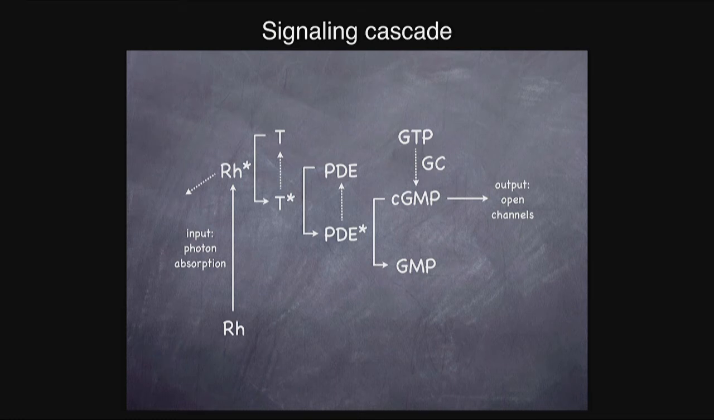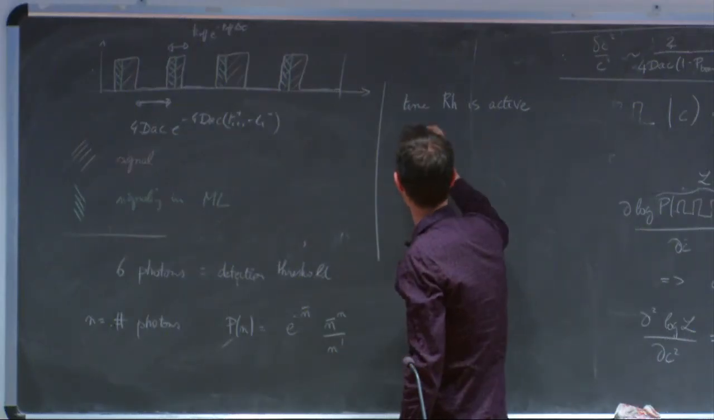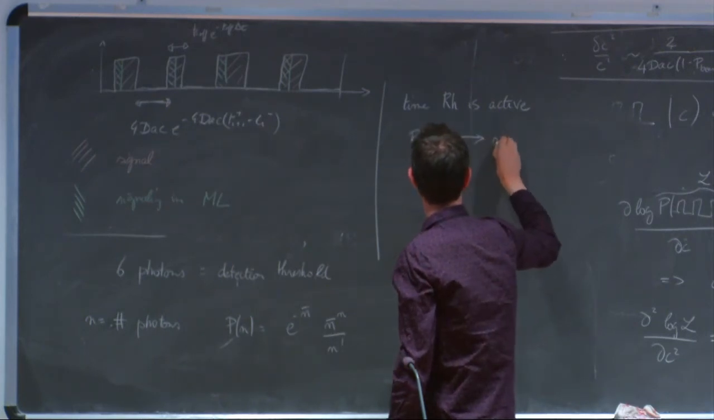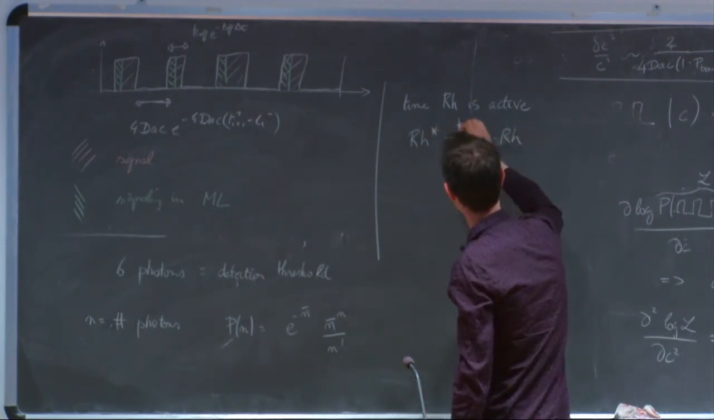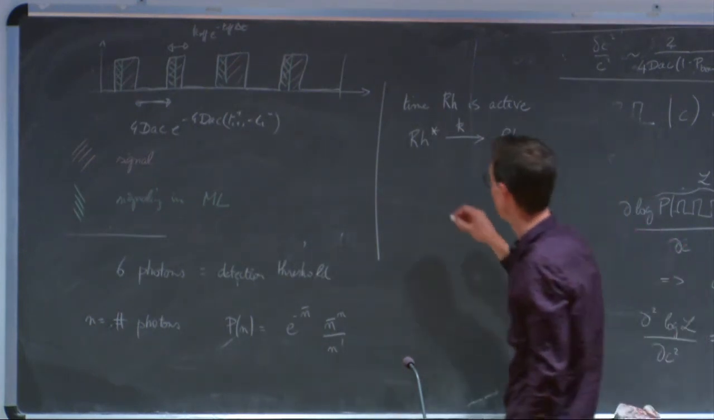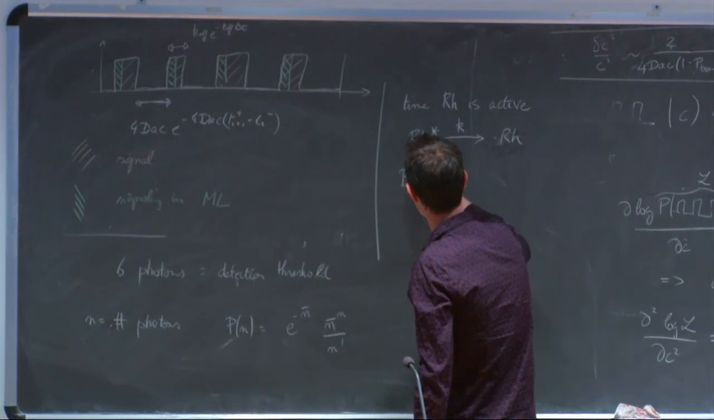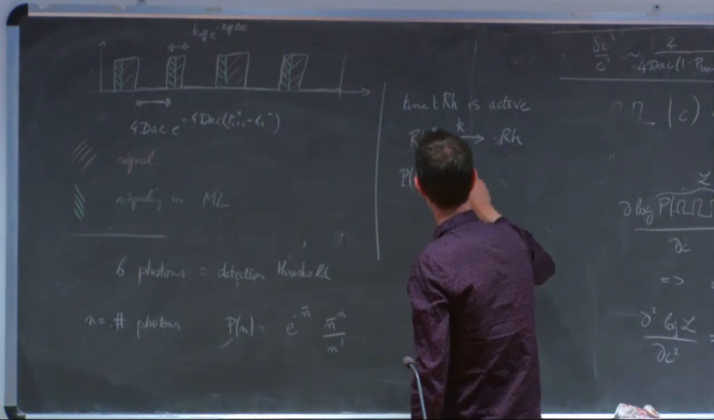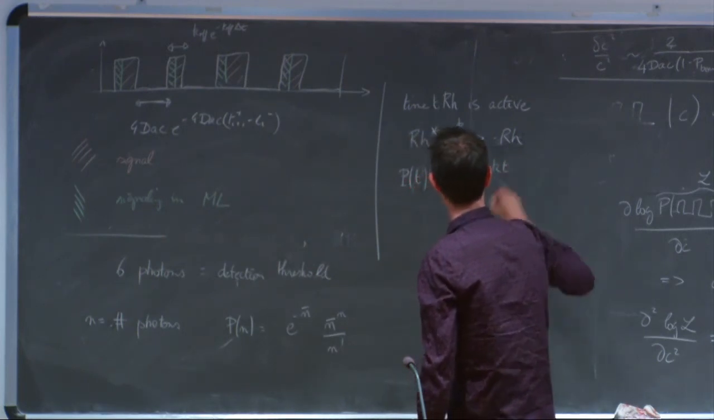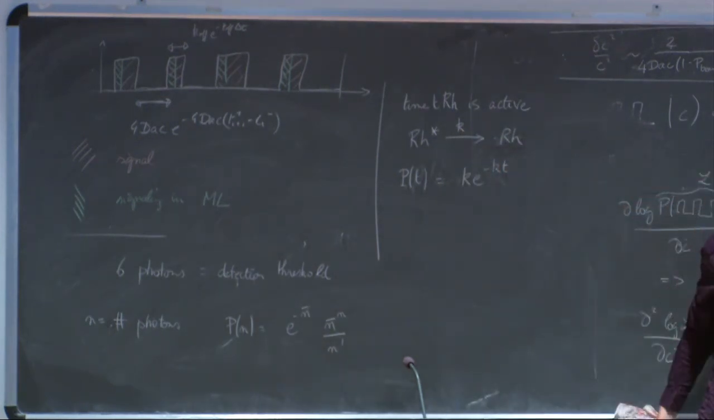But you don't want that, because if it's... So in fact, in the simplest approximation, the time RH is active is distributed exponentially, right? So there's some rate. Let me simplify the thing: a rate k of becoming inactive. The probability distribution of the time it stays active is equal to this, right? That's just an exponentially distributed time.